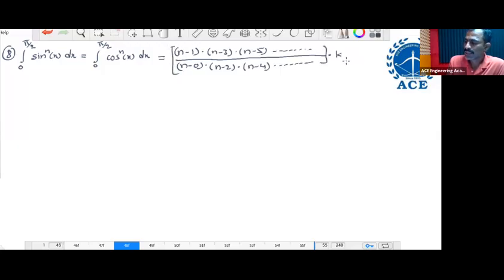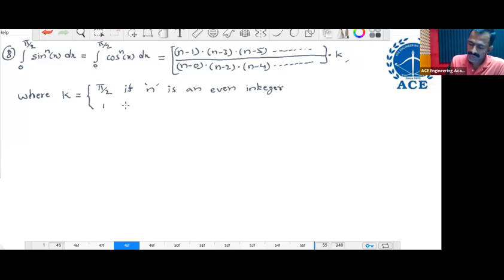Into k, where k equals pi by 2 if n is an even integer, and k equals 1 if n is an odd integer.